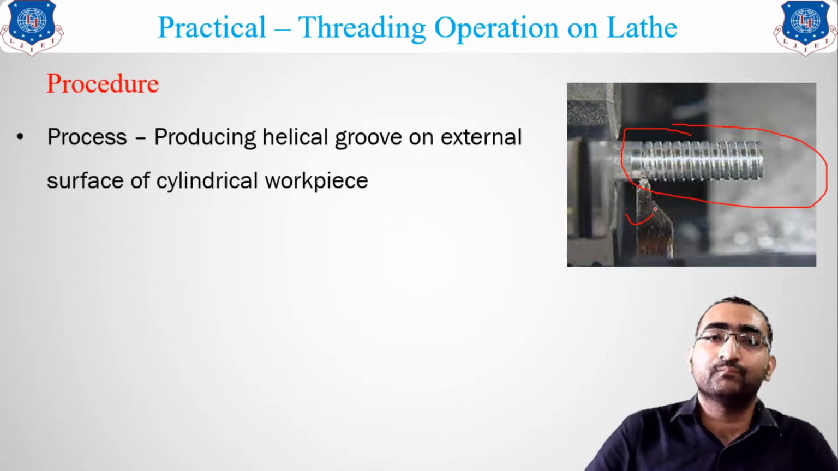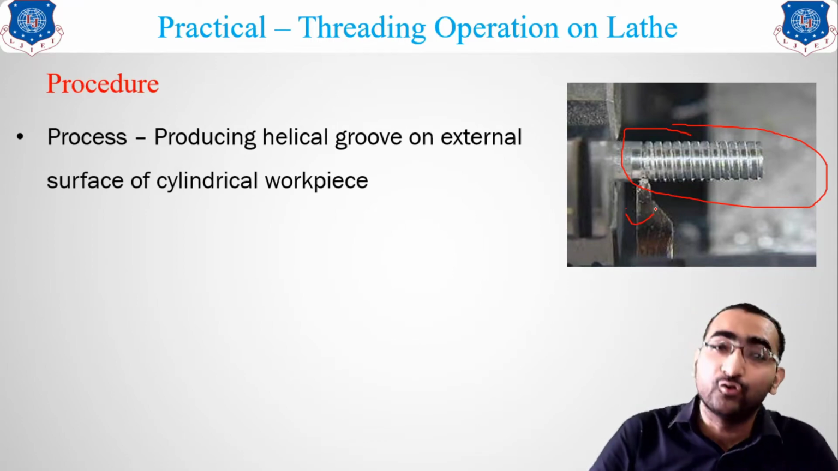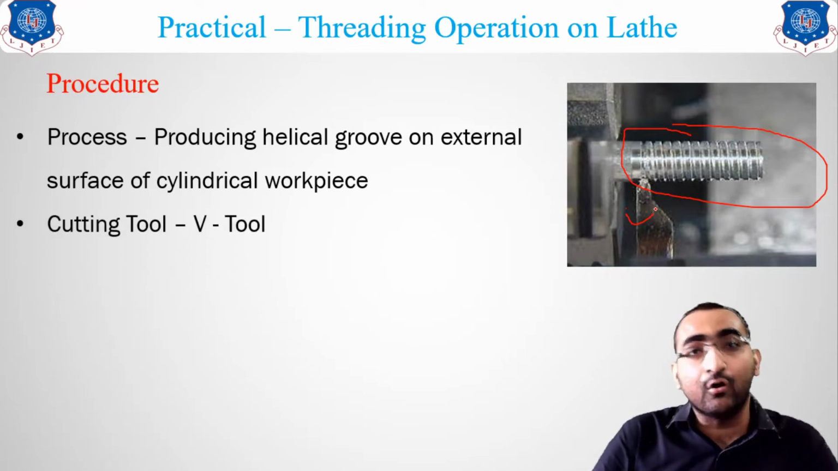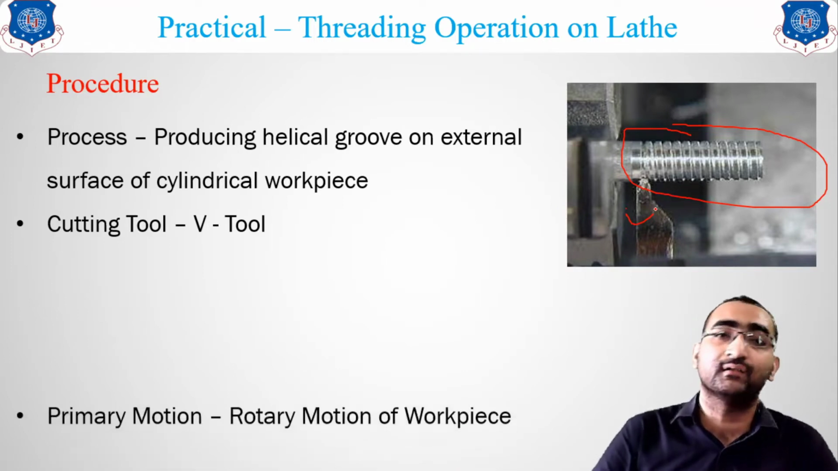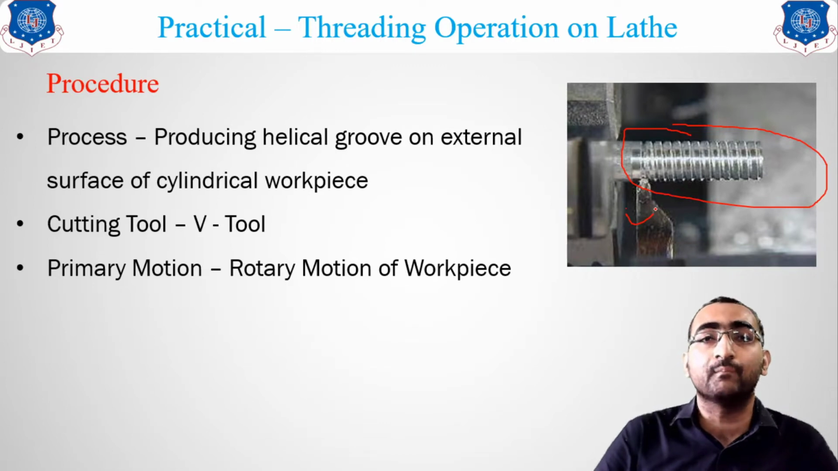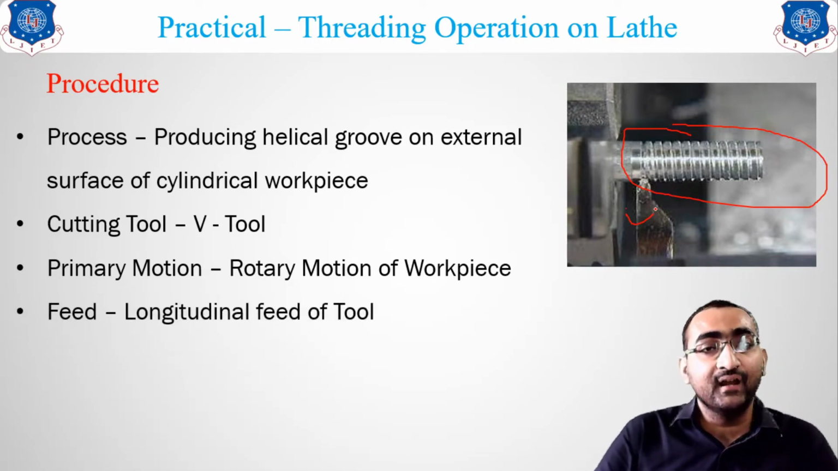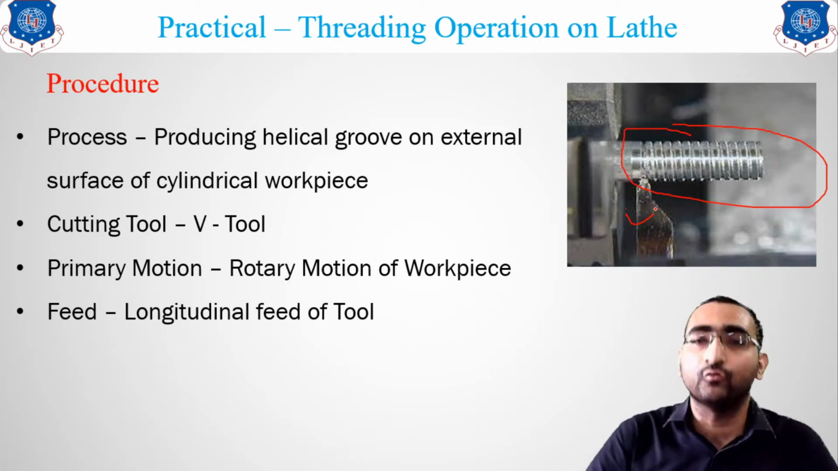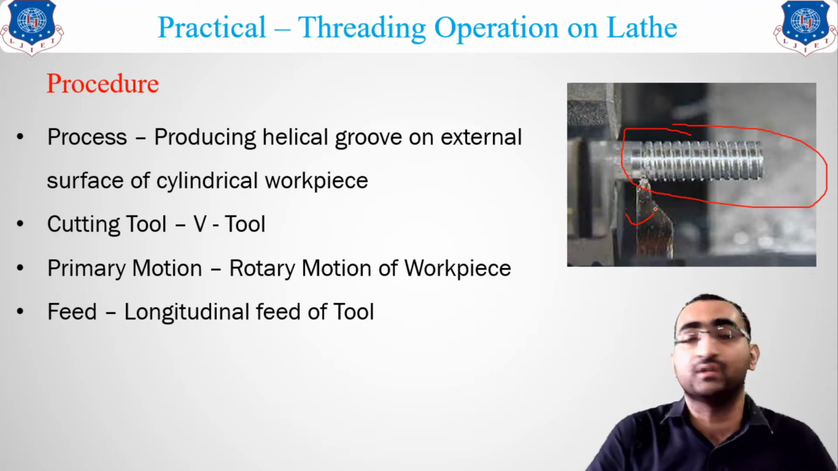Now, what is the procedure? Why are we using this process? For producing helical grooves on the external surface. With the help of the V tool or the grooving tool we can do it, but majorly we use the V tool for this purpose. The primary motion, that is the rotary motion of the workpiece, is given to the sample, and the feed we always give is the longitudinal feed, given to the tool. So this is the basic concept of the threading operation.